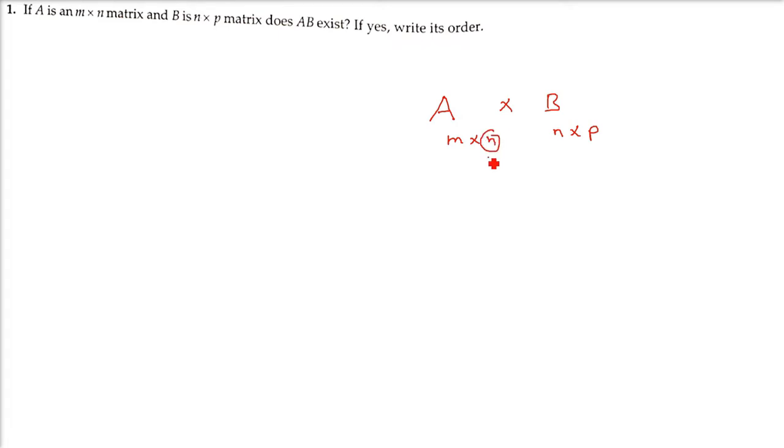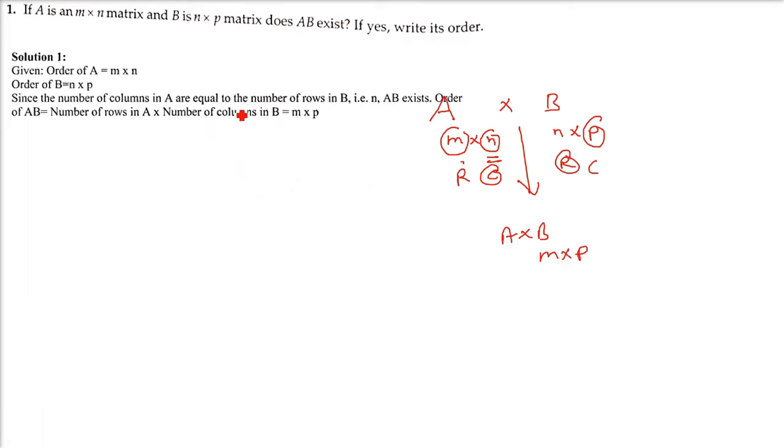So the number of columns of A is equal to the number of rows of B. The columns of the first equal the rows of the second, and that is why A into B is possible. Now, what is the order of the result? M into P. For A cross B, the final order will be m cross p.